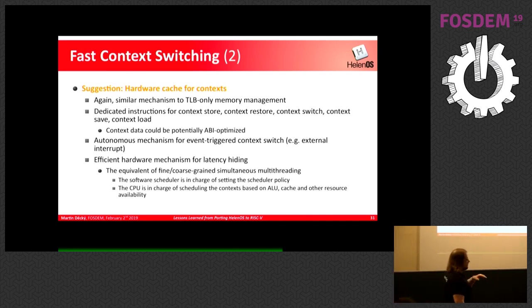This could possibly be optimized for the ABI, because you don't necessarily need to save all the registers in all cases. And it would also help if combined with some autonomous mechanisms, for example, triggering the context switch by some event like an external interrupt. This could again eliminate the round trip to the kernel and doing the context switch in software. Obviously, we need to be careful because we don't want to implement some kind of hardware scheduler or hardware scheduling policy. That would probably be disastrous. So again, we would just like to have the mechanism in the hardware, but let it be controlled by the software. And if combined with some kind of simultaneous multithreading, this could very efficiently even mask the nanosecond latencies, like on the caches and parts of the cores.